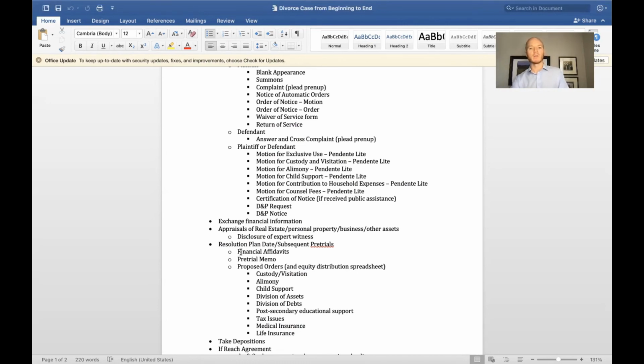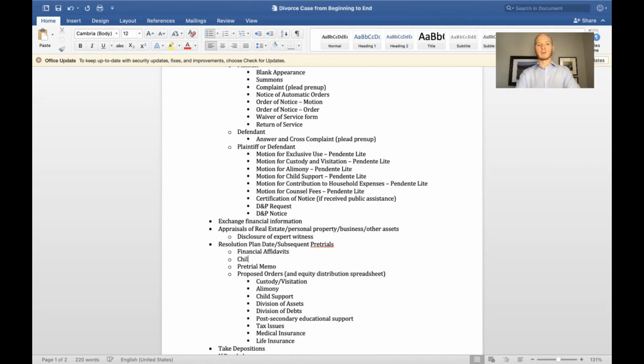So all of that stuff, and we're also going to want to put together, if there are children involved, child support guidelines for the pretrial. And we'll get into the child support guidelines in more detail in another video. But generally speaking, child support is just a formula where the income of the parties goes into the formula, and then a number comes out depending on how many kids there are.